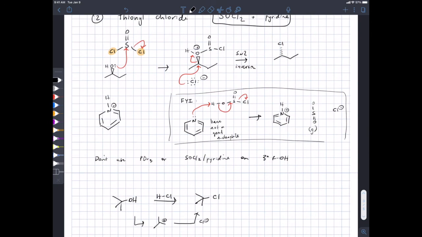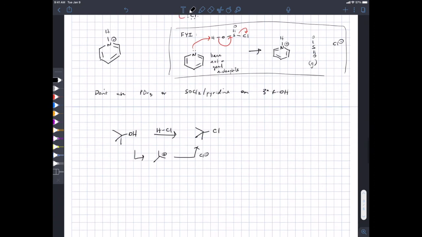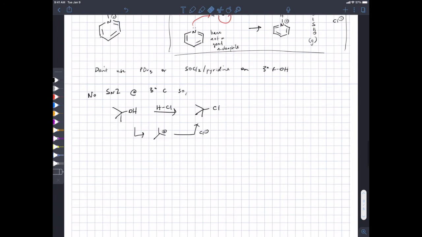Others? Yeah. Can you go to the tertiary alcohol? You can't do SN1 at tertiary carbons. I'm sorry, let me back up and strike that from the record, please. You can't do SN2 at tertiary carbons. So using SOCl2 and pyridine or PBr3 would be pointless.